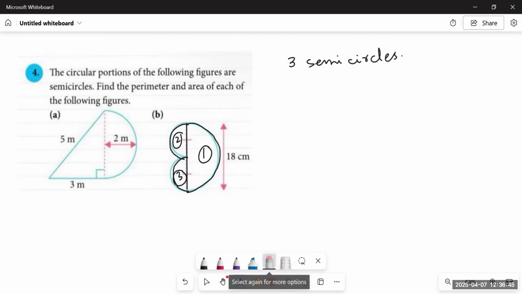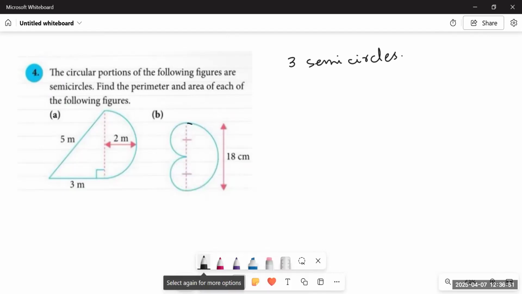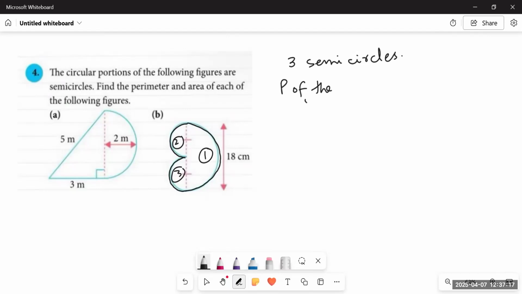So for shape 1, if we look at semicircle 1, what do we have to do? First, we have to find the circumference of this bigger semicircle, and then we have to find the circumference of these 2 semicircles. So we can write it as 2 and 3. So we can say that the perimeter of the shape is equal to the perimeter of shape 1 plus the perimeter of shape 2 plus the perimeter of shape 3.